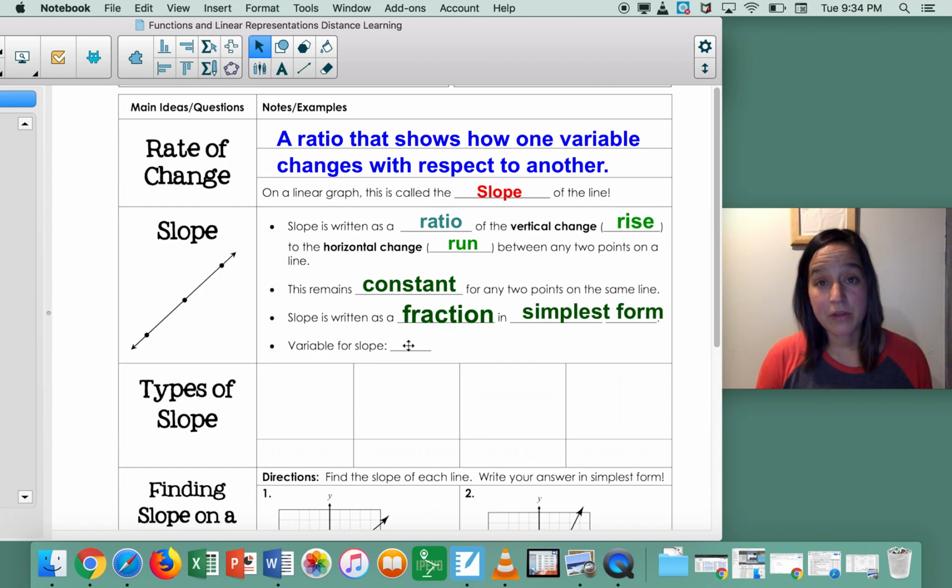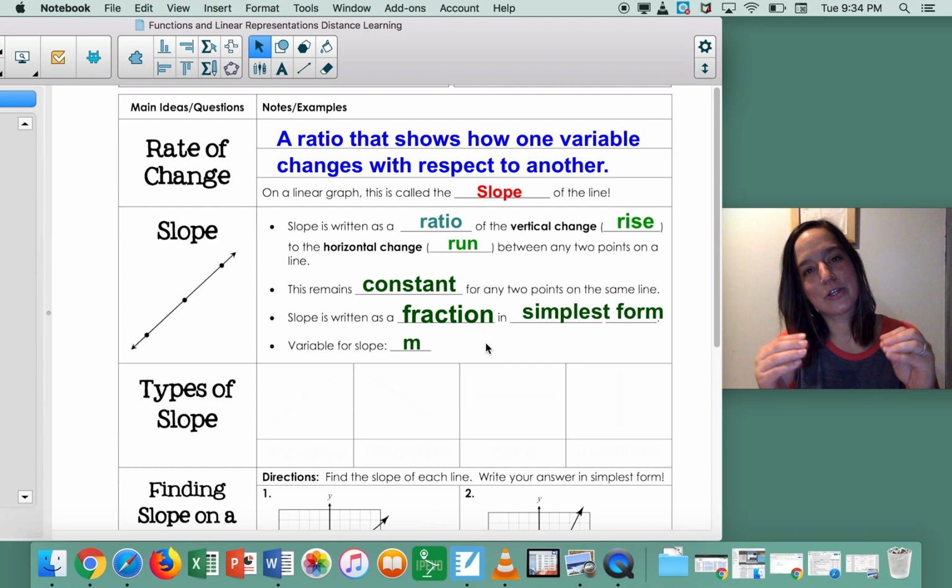The variable that we use for slope is m. You're going to hear us talk about m a lot. M simply means slope. That's because eventually, when we put it into slope-intercept form, which means putting it into an equation, we use the term m when we're representing slope.